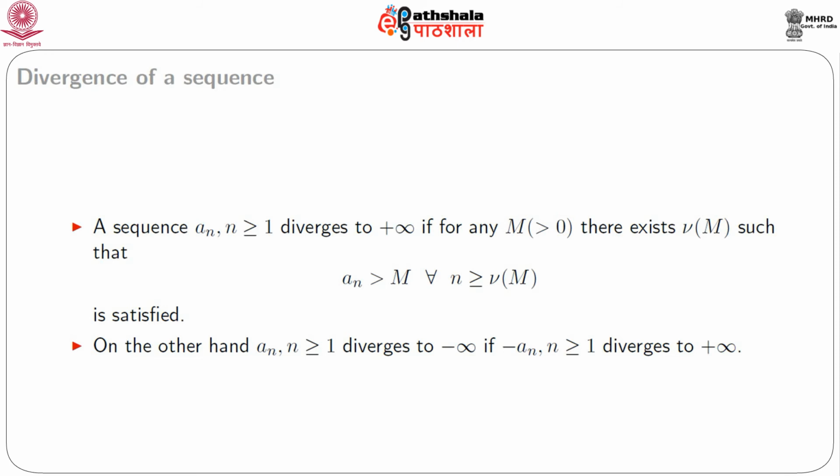A sequence a_n diverges to plus infinity if for any capital M, a positive quantity, there exists a nu, which is a function of capital M, such that a_n is greater than M for all n greater than or equal to nu. On the other hand, a_n diverges to minus infinity if minus a_n, the new sequence, diverges to plus infinity. So, a sequence either can diverge to plus infinity or can diverge to minus infinity, and we shall discuss only divergence to plus infinity, because divergence to minus infinity is just a simple task using the definition of divergence to plus infinity.